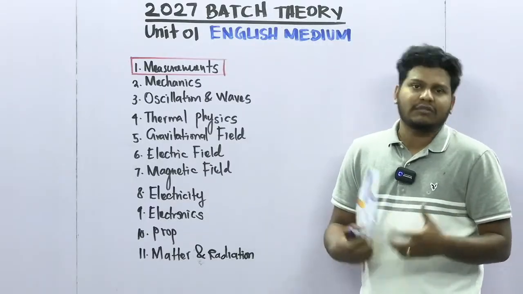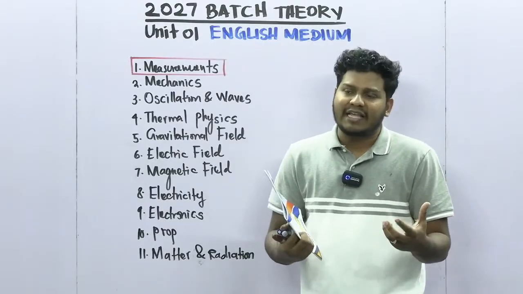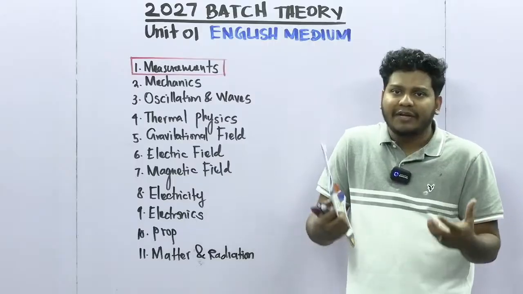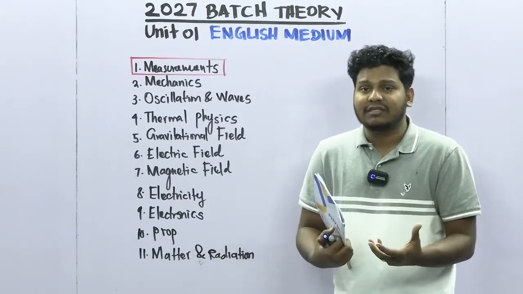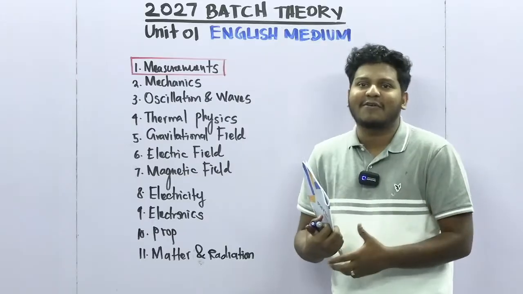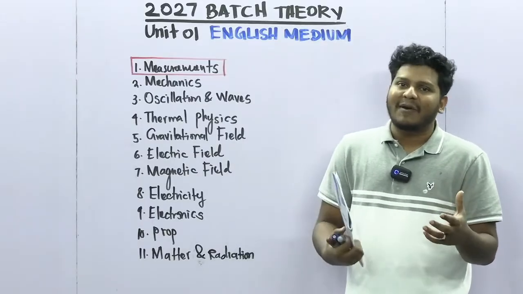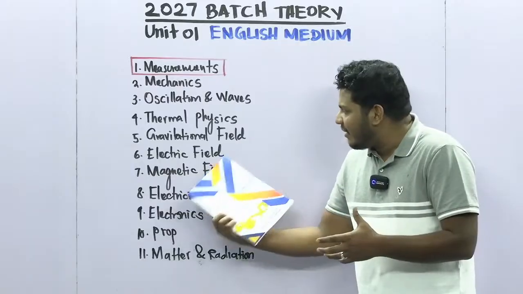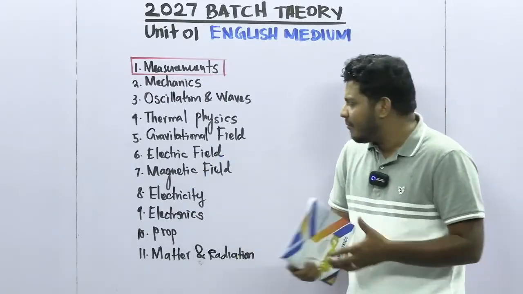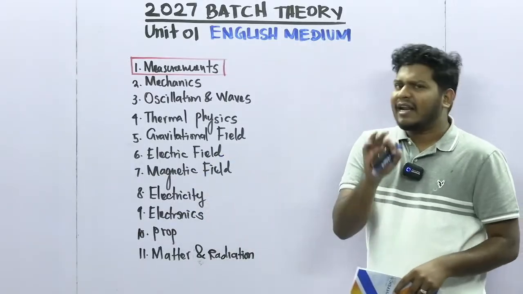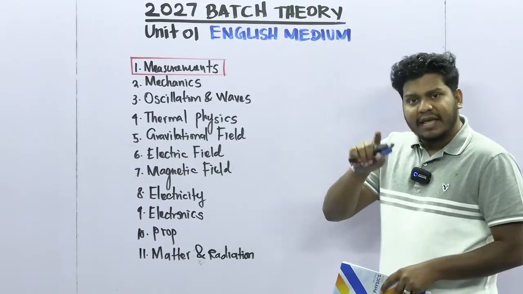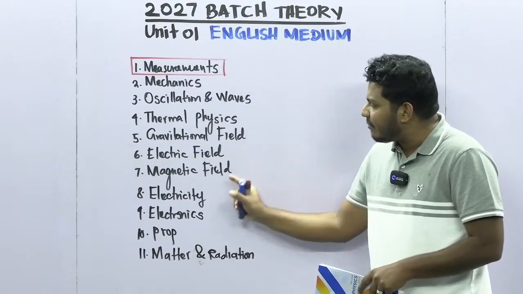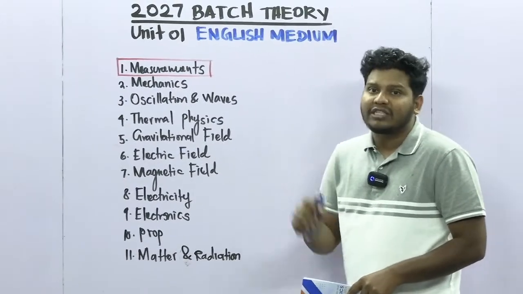In magnetic fields, we study how a magnet forms and how it works, like electromagnetic induction and Fleming's left-hand rule. Those kinds of parts we will definitely study in this magnetic field. Electricity is all about moving charges. Electric field is about static charges, and electricity is about moving charges.